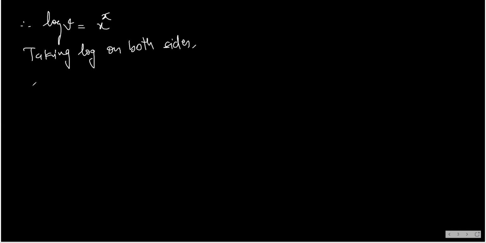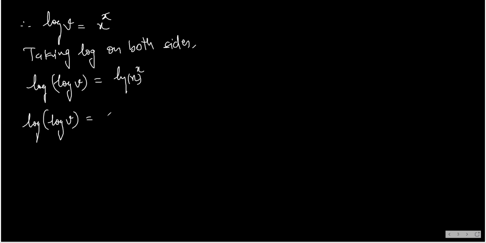So I get log of log v equals log of x raised to x. Again, I'm suggesting that you could write it directly. Log of x raised to x, instead of that, you can write x log x directly. But make sure that when you are writing directly, you know what you are doing. You should not be doing it blindly. So x into log x.